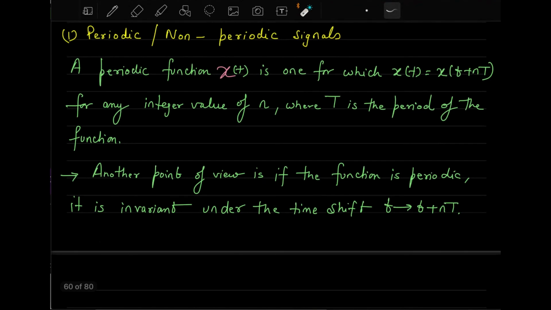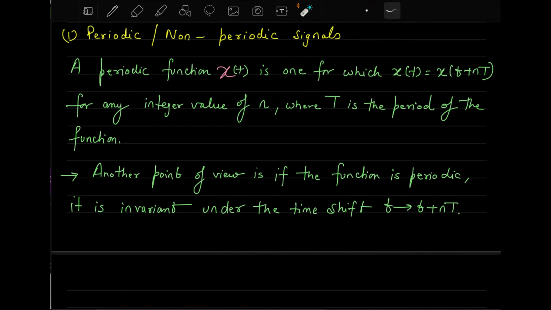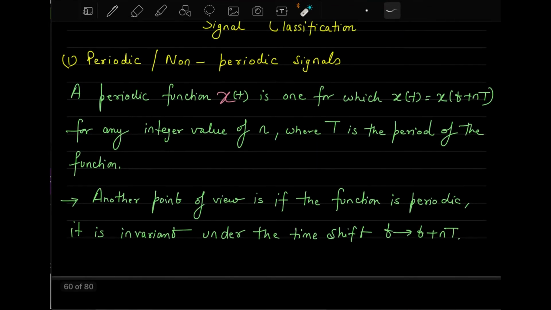Another point of view is that if the function is periodic, it is invariant under the time shift. By invariant under the time shift, it means the signal will not change. It will remain the same. There is no variation in the signal amplitudes or anything else. It remains the same if you do a time shift operation on it. So this is another way of saying whether the signal is periodic or not.